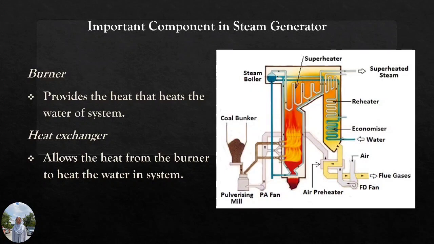Next, we will go to the heat exchanger. The heat exchanger of a boiler allows the heat from the burner to heat the water in the system. The job of the heat exchanger is to carry the heat from the burner to the water without having direct contact with the water. It is a similar idea to boiling water in a pot.